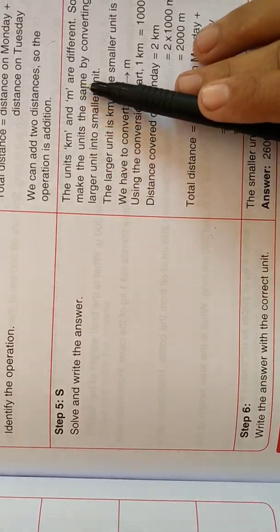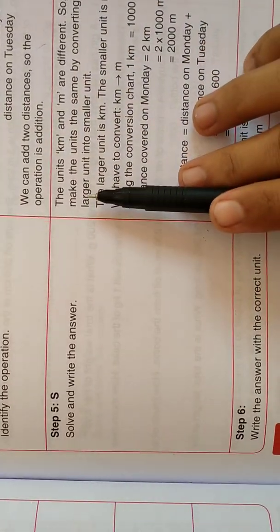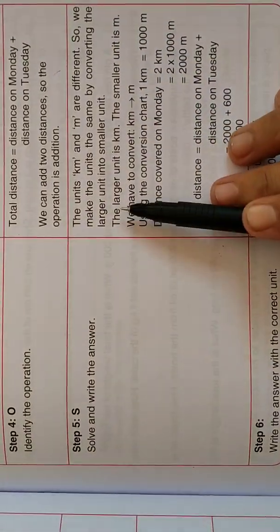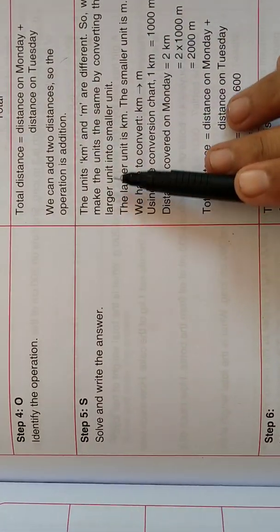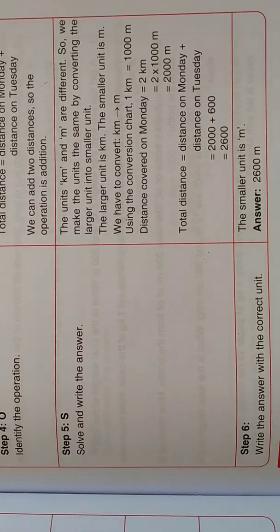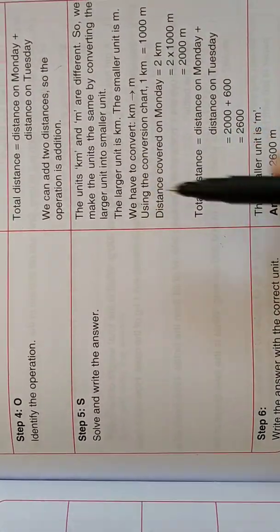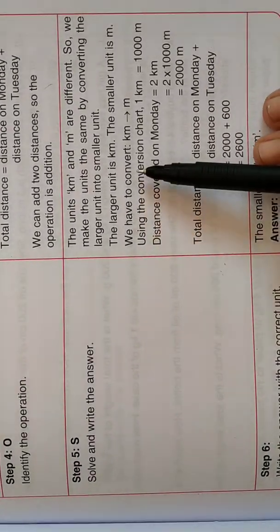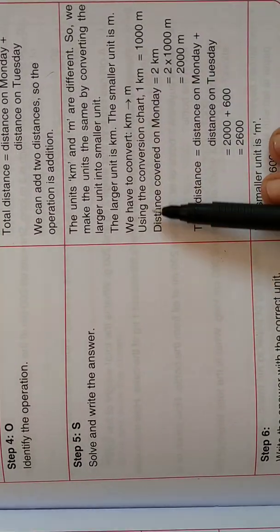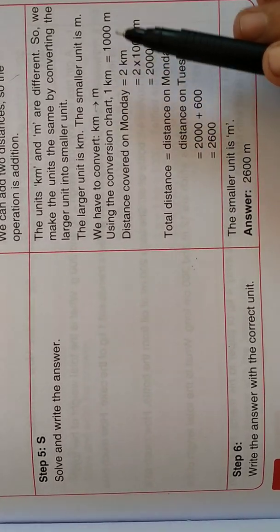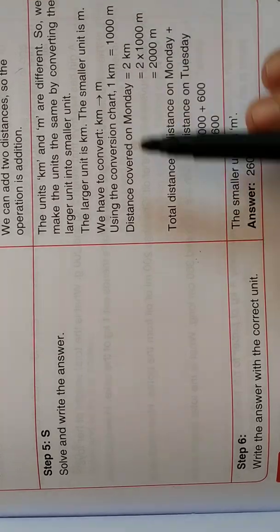The units, kilometers and meters, are different, so we can make the units the same by converting the larger unit into a smaller unit. So we have to convert kilometers into meters using the conversion chart. 1 kilometer is equal to 1000 meters.